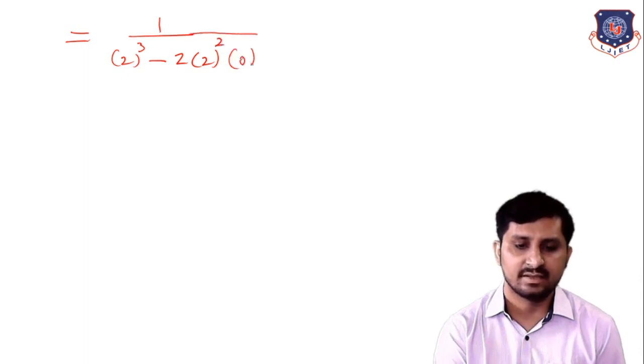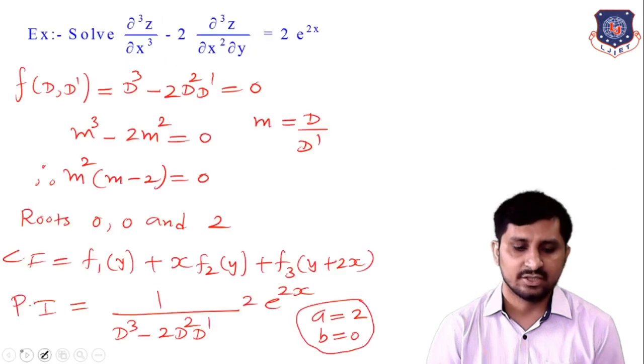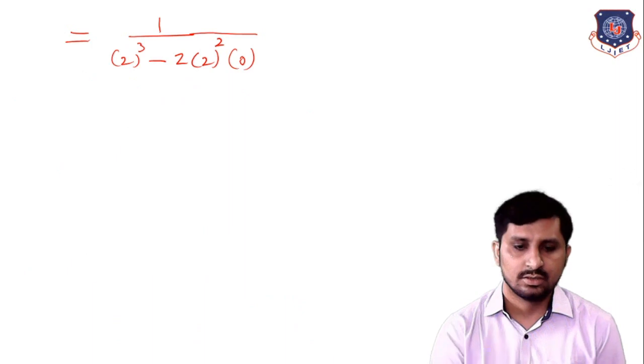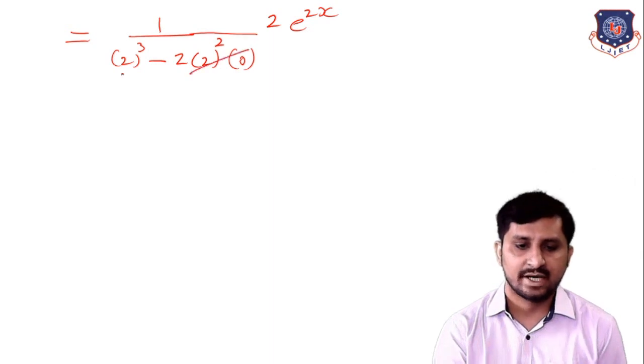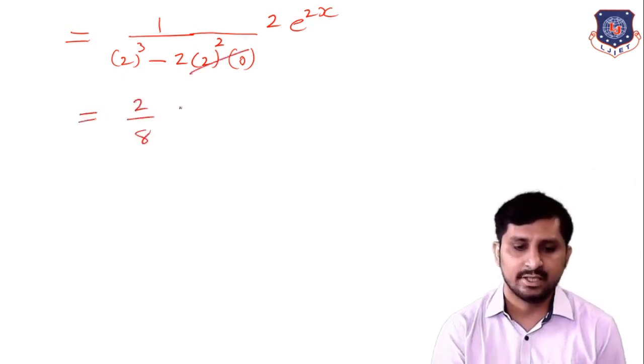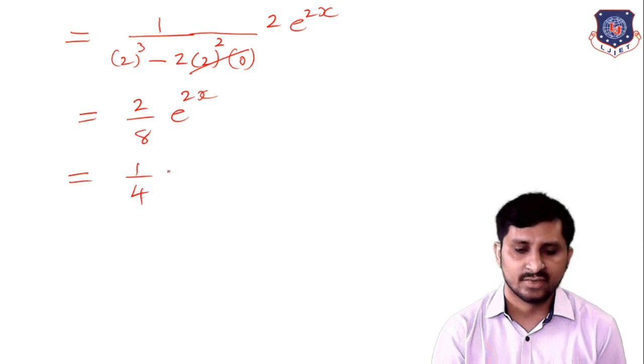D dash means 0. Instead of D dash we have to take 0, so that term is 0. And now 2 e raised to 2x. So 2 raised to 3 is 8, and we get 2 by 8 e raised to 2x. So the final answer is 1 by 4 e raised to 2x.